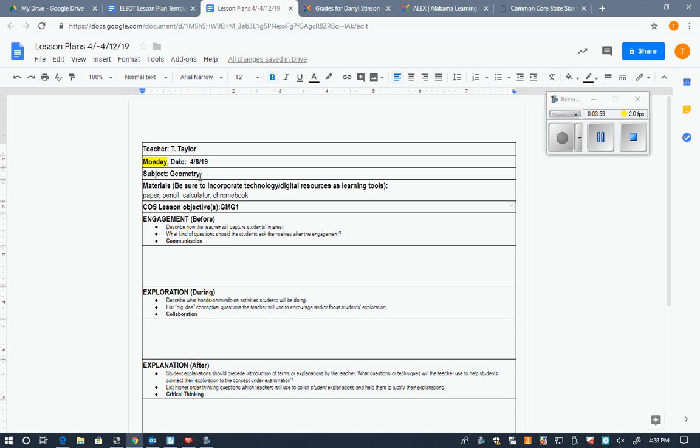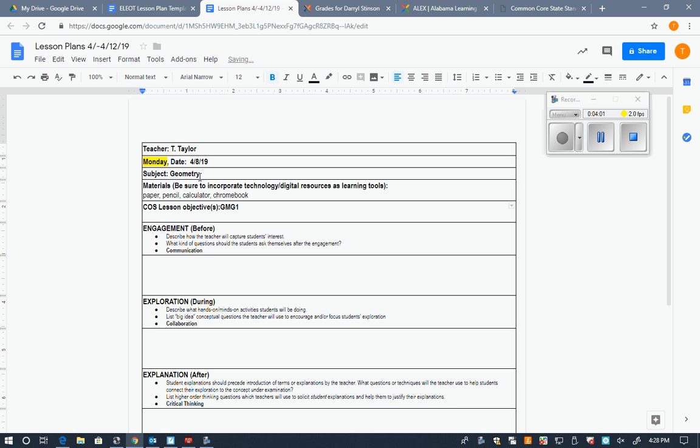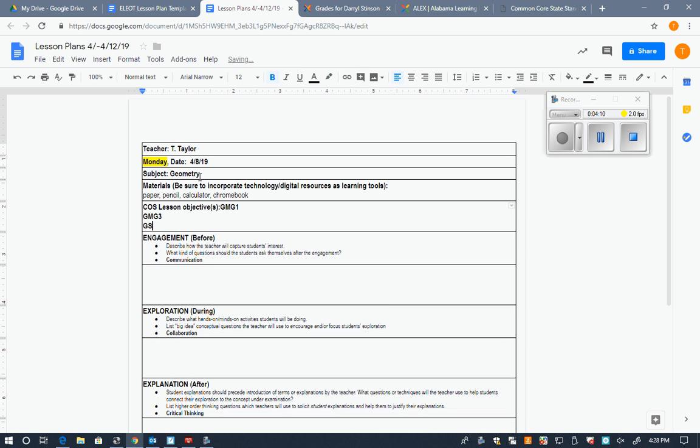And we are also going to be using GMG3. And we are also going to be using GSRT and 8. So these are using geometric shapes, applying geometric methods, and using trig ratios and the Pythagorean theorem.